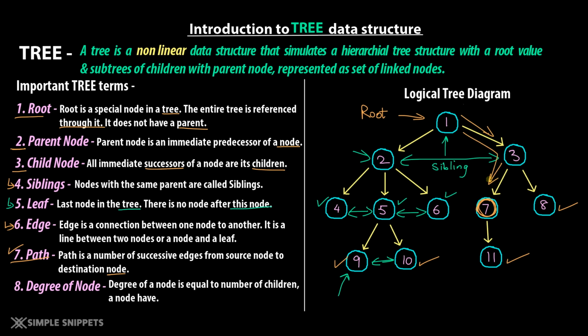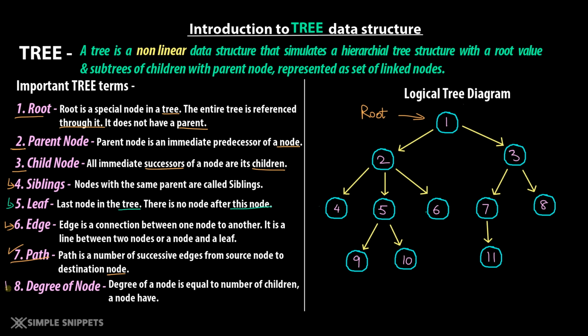So this is going to be our path. Another example, if this is the destination where we want to reach, we will have to traverse from 1 to 2, from 2 to 5, and then from 5 to 10. So 3 edges come between root node 1 and the destination node, which is a leaf node 10, and that is the path.